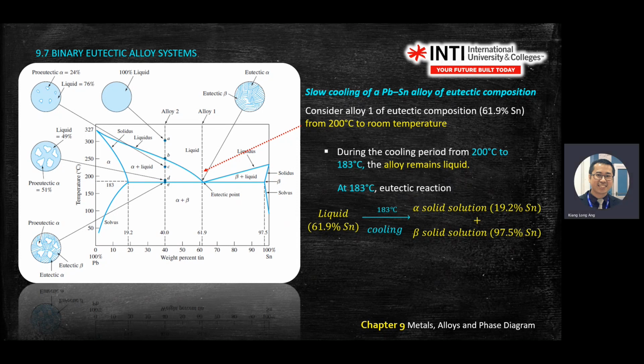How do you know how many percent of Sn, how many percent of alpha, beta? You go to the eutectic line, read the beta percentage, and you drop down. You get 97.5 for beta. Beta is 97% Sn. For alpha, you drop down and you get 19.2 weight percent.